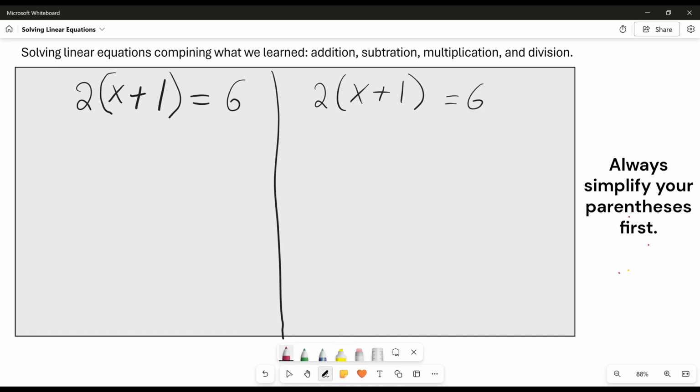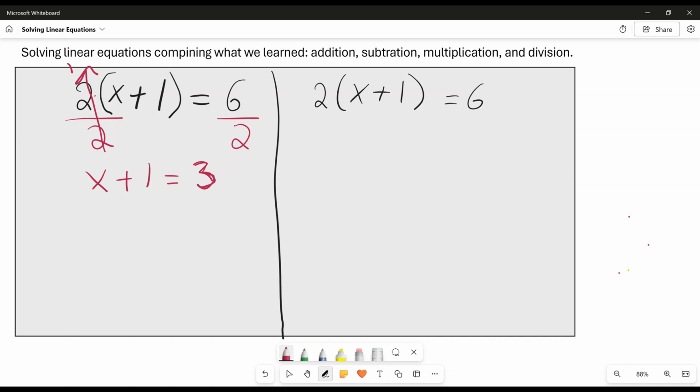So there are two ways you could solve this problem. You could get rid of this 2 by doing the opposite of multiplication, which is division. So you could divide by 2 on both sides. 6 divided by 2 is 3. Or you can distribute that 2. So 2 times x is 2x. 2 times 1 is 2.